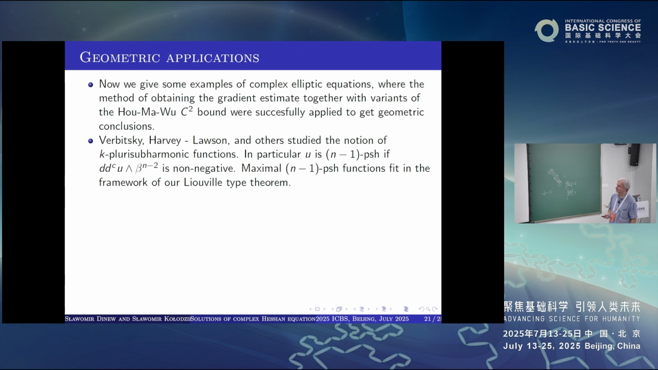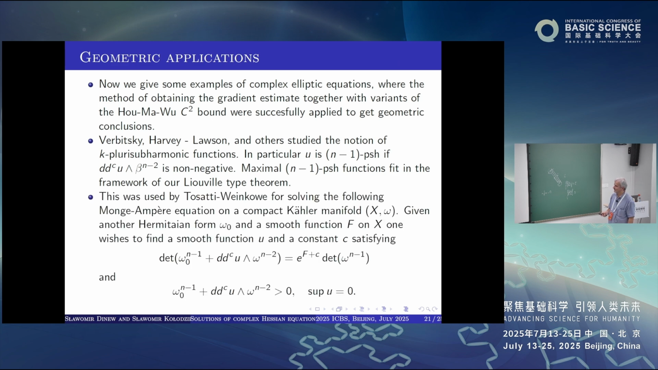Another use of this method was by Tosatti and Weinkove. They dealt with the so-called form-type Monge-Ampère equation, which is described here. Now we are back on the Kähler manifold. Omega is another Hermitian form. f is a given function, smooth and positive. And one would like to solve this kind of equation.